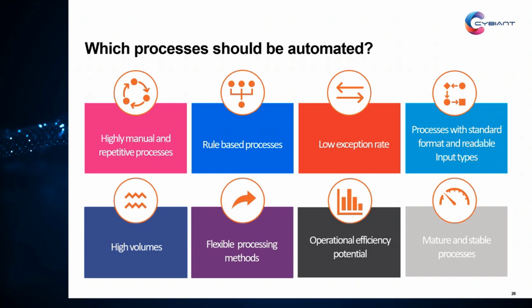And the third one is the low exception rate, which means it doesn't have a lot of conditions, or a lot of situations where we need a human to make decisions, or it has a low rate of error. And the fourth part is a process with a standard format and readable input type. The data that is about to be fed to the robot must be in a standard format, and of course a digitally readable input type.